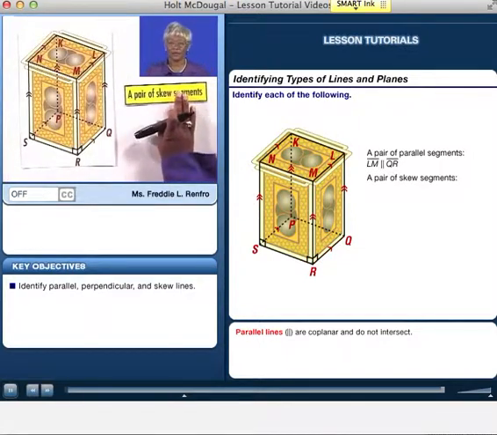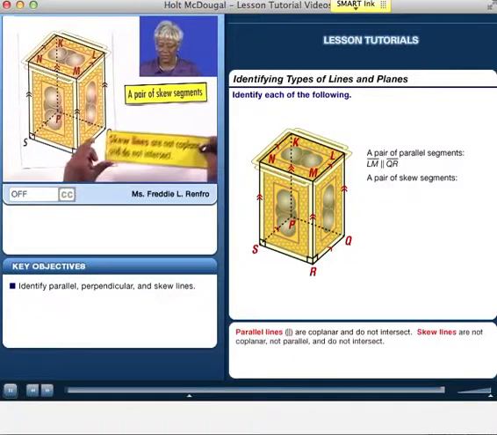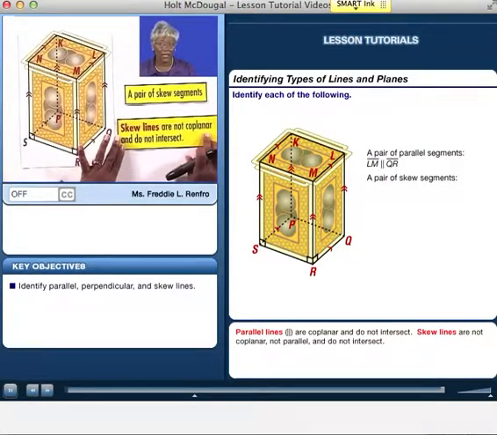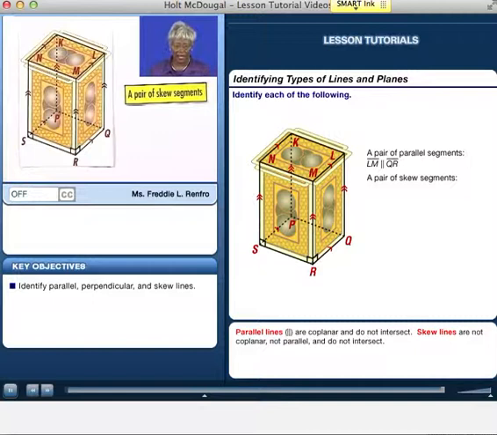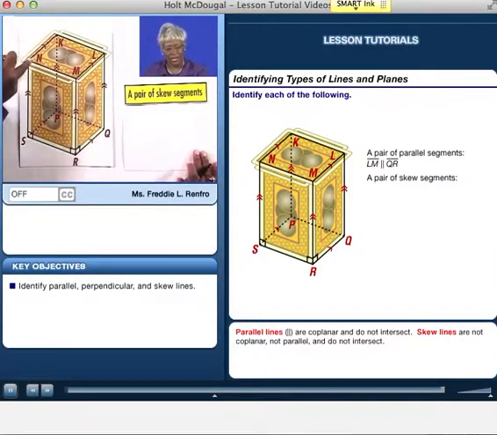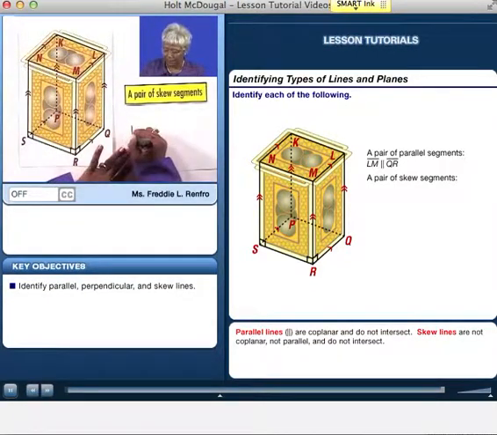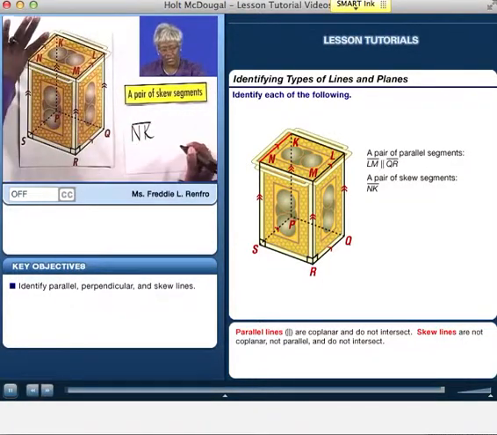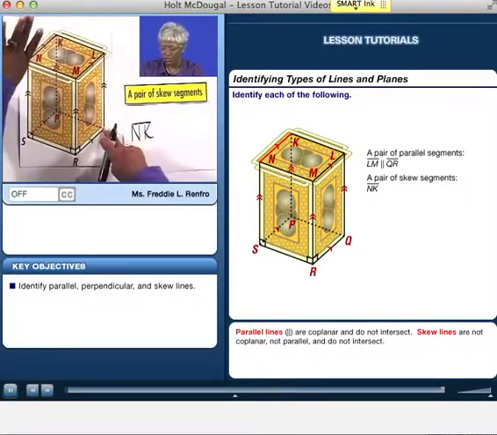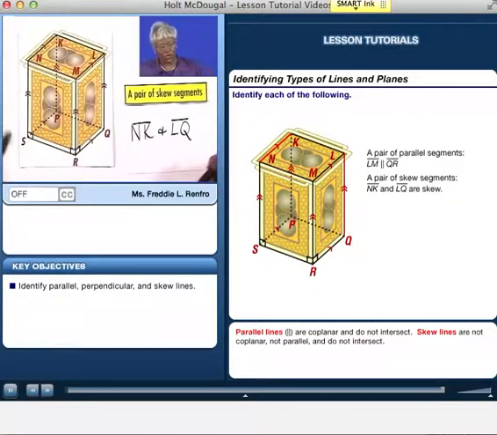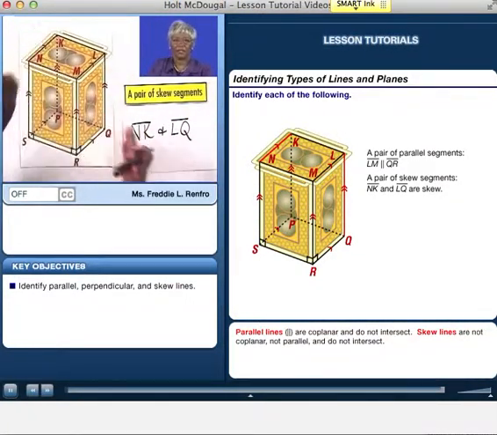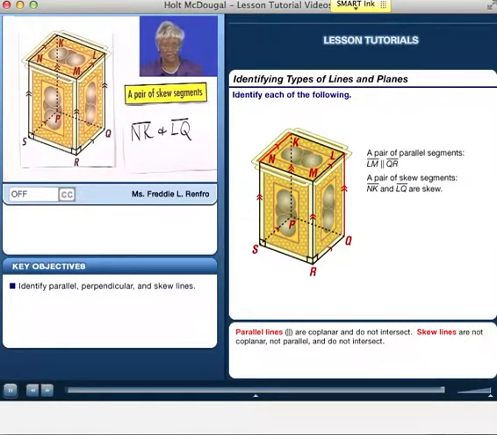Let's see if we can identify a pair of skew segments. Remember, skew lines, they're not coplanar, they don't lie in the same plane, and they do not intersect. Okay? A pair of skew segments. What about line segment NK, which is this segment here, and what about line segment LQ? So we have this segment here, and we have line segment LQ, a pair of skew segments.